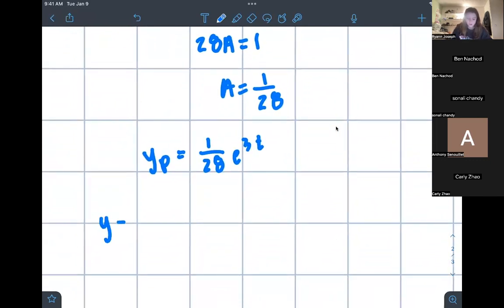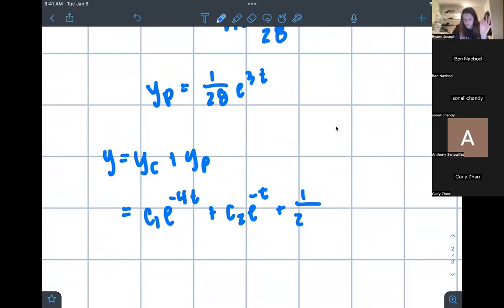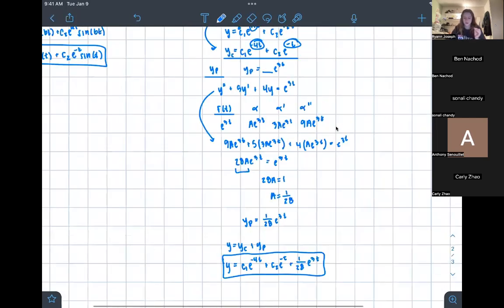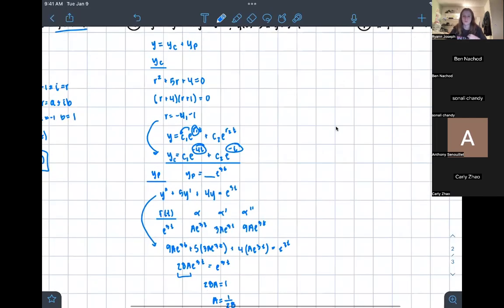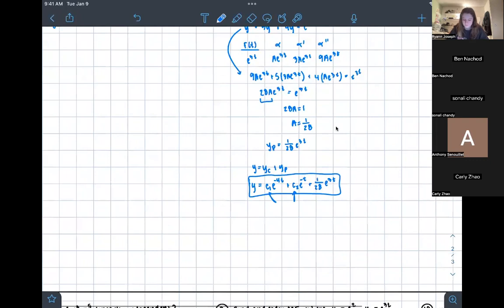Finally, our equation is the sum of the complementary and particular, which is then just going to be C1 e^(-4t) plus C2 e^(-t) plus 1/28 e^(3t). From here, you would solve the initial value problem. Make sure you solve for the complementary and particular solution before you do any initial value problems. But this is what it would look like, and then you would solve for C1 and C2 with the method that I just mentioned.